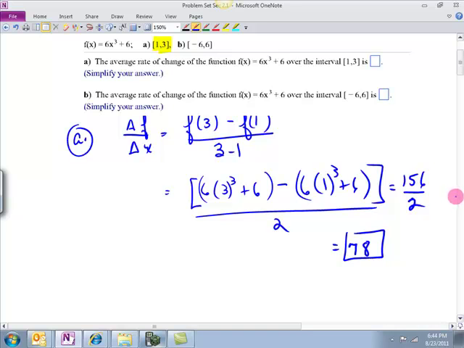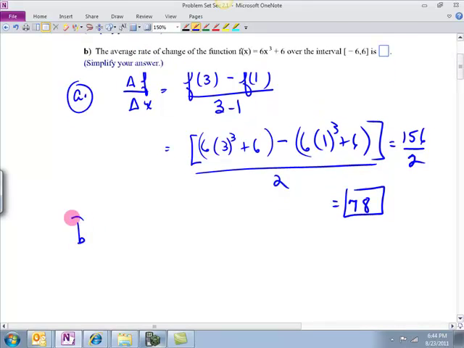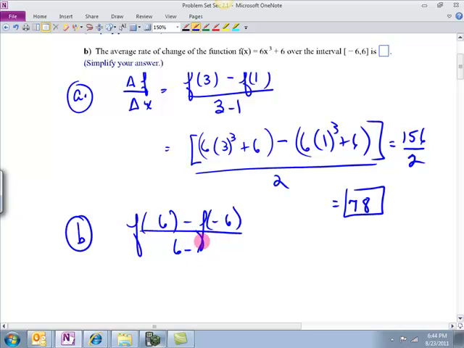So when you go to do your homework, that's exactly what you're going to have to do on that one. We have a B part that says -6 and 6. You're going to do it exactly the same way. You're going to have f of 6 minus f of -6 over 6 minus -6. Be careful with your parentheses so that you don't mess up your signs. Okay?